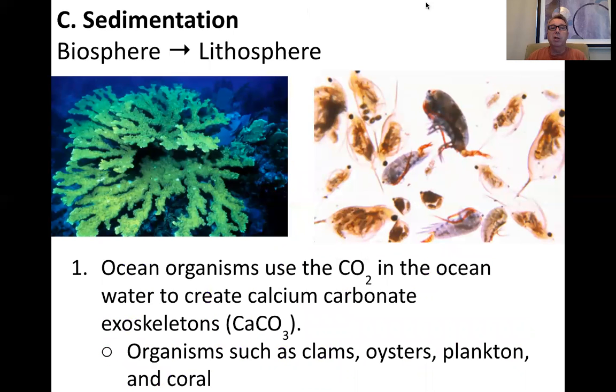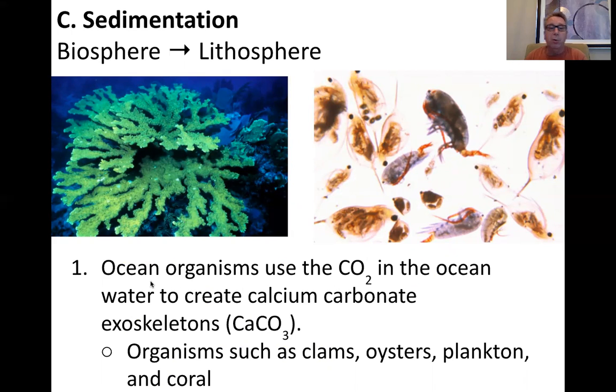Okay, sedimentation. So this is biosphere to lithosphere, and the reason why is because it's the exoskeletons of the ocean organisms such as clams, oysters, plankton. When they either break off or they pass away, the exoskeletons are going to settle down into the floor of the ocean. So it's going to be biosphere to lithosphere, and we'll go through this process of calcification or sedimentation.